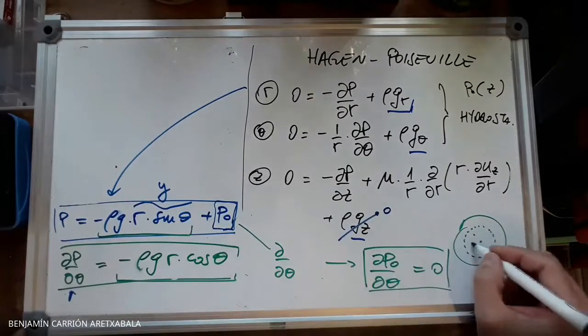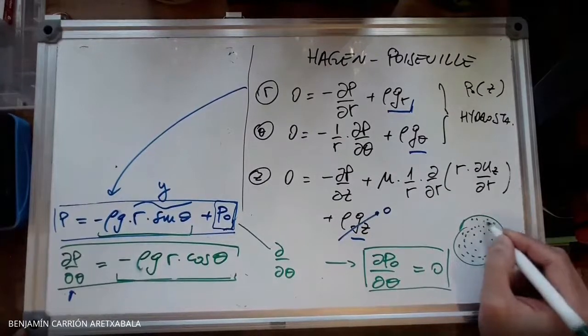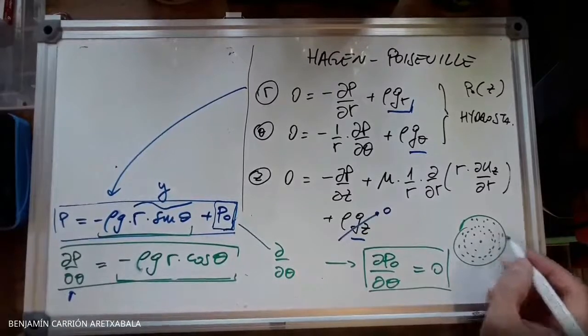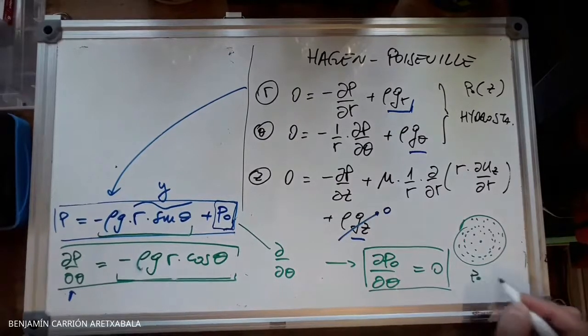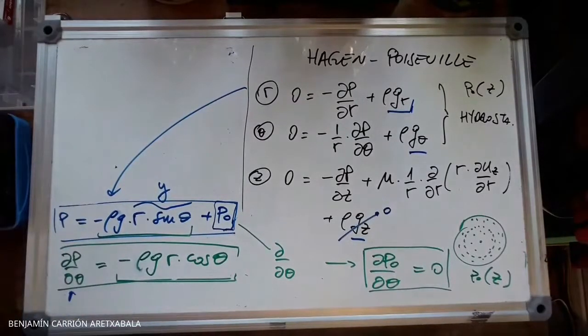So any section of the vein is going to have the same p0, which is again a reference pressure. Normally, it's going to be the pressure at the center, but it's a reference pressure. It doesn't really matter the value. What we know is that p0 has to be only a function of z, which is the only variable we haven't used yet. So it has to be a function of z.